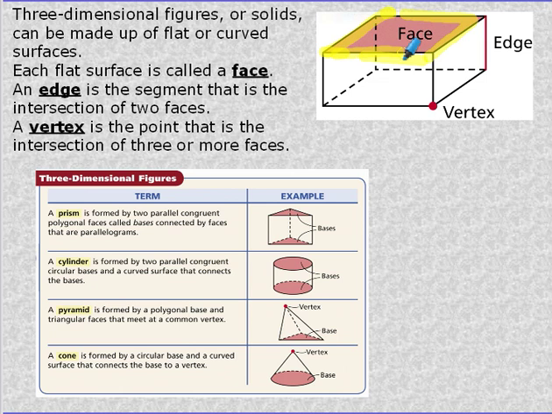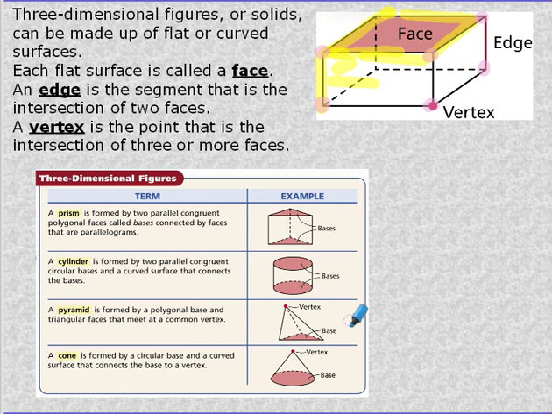An edge is a segment that is at the intersection of two faces. So here would be an edge. This is at the intersection of this face and this face over on the side. And then a vertex is a point that is the intersection of 3 or more faces. So here is a vertex, here's a vertex. They're what we would consider corners. The points.